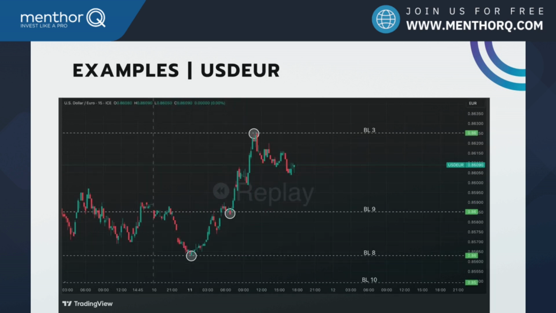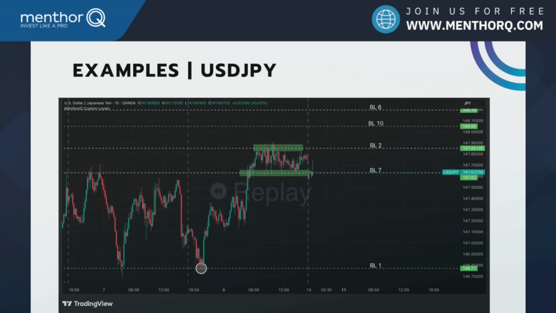Same thing on euro. Here we have a reversal trade at around BL8. The price moved, stalled around BL9 and went all the way up to BL3 and then reversed back. So you could have taken a trade at BL8, you could have taken partial profit at BL9, and you could have taken full profit at BL3, or you could have also taken potentially a reversal trade at BL3 at the top when the price action would align with your strategy.